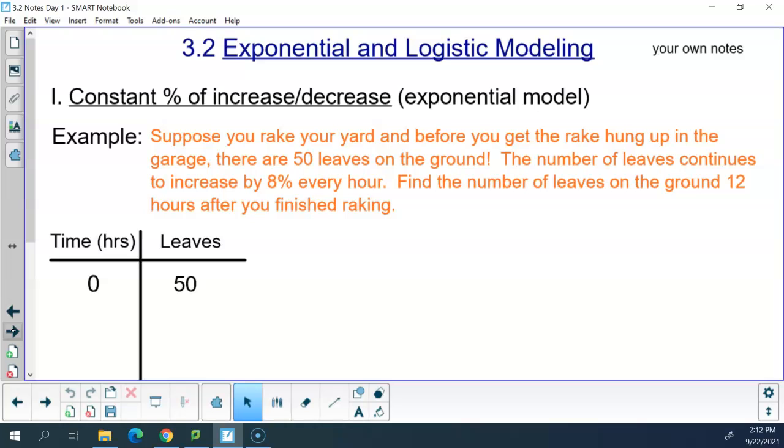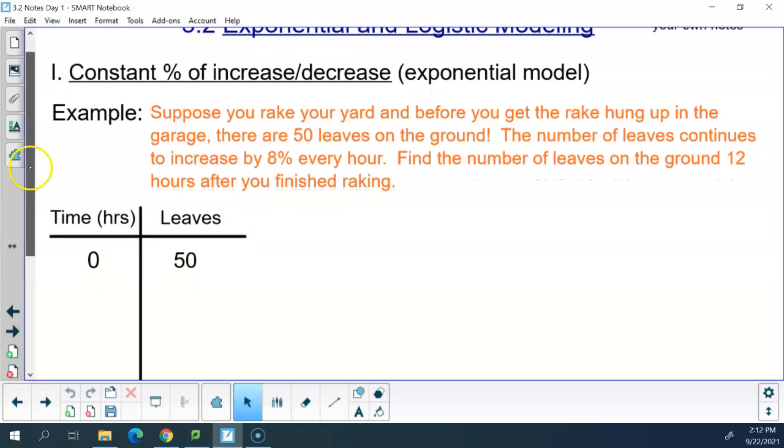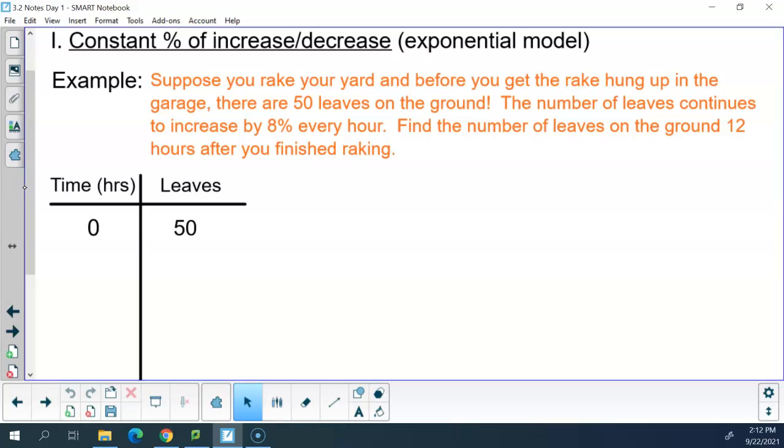All right? Well, let's get an exponential model. Remember from the other day, an exponential equation is going to be of the form y equals a times b to the x power. That's what we're going to want to create here. So let's create one of those. After 0 hours, so we don't even get the rake hung up in the garage, 50 leaves.